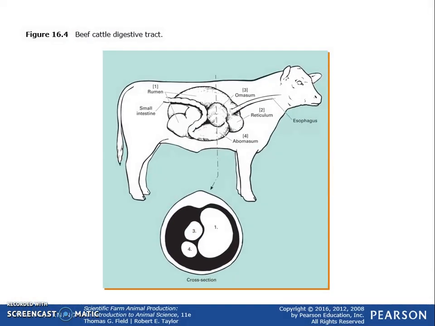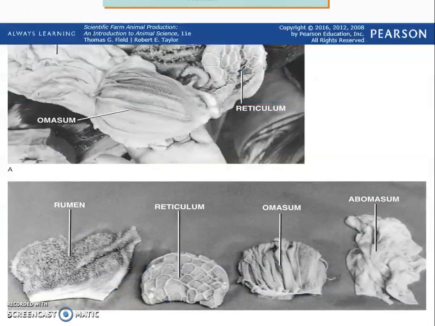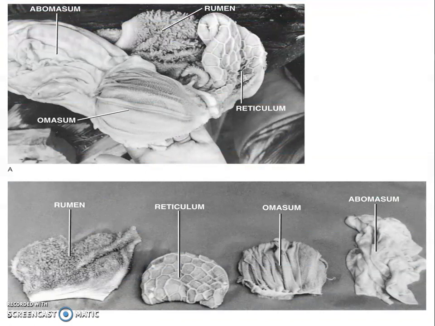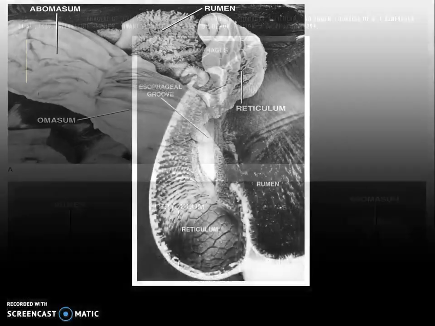Here's a diagram that shows you a steer and where some of the stomach compartments would lie. A good picture here of the 4 stomach compartments of a ruminant. You see the rumen on the left, that shag carpet look, the reticulum, the honeycomb, the many plies of the omasum, and then the abomasum, very difficult to tell, but it's a lot of soft tissue with folds in it on the right photo.